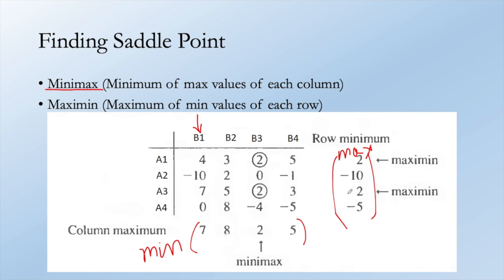If the minimax and maximin represent the same value, then we say that that particular position is a saddle point. In this case, you can see these two circled values are both minimax as well as maximin. So these are the saddle points here. And if a game has a saddle point, we have this answer.